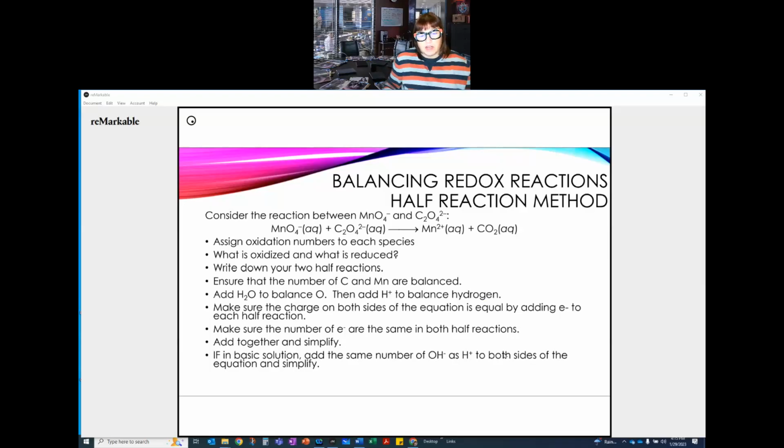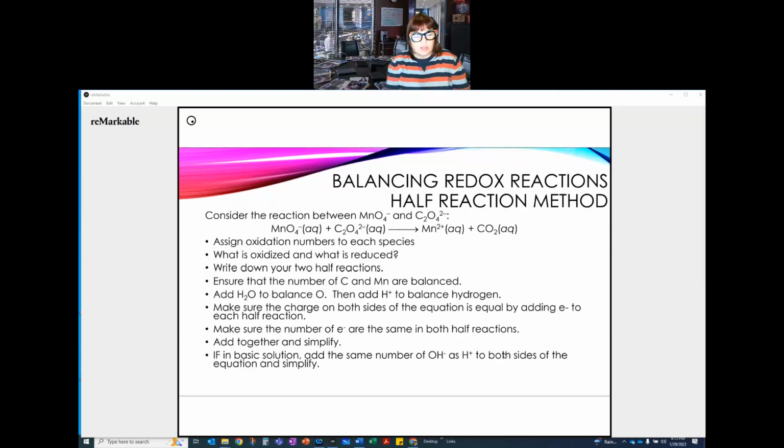So we want to consider the reaction between MnO4 minus and C2O4 2 minus. So the base of that is going to be MnO4 minus and C2O4 2 minus going to Mn2 plus and CO2. Did I know how to predict those products? No. I was told that those are products.